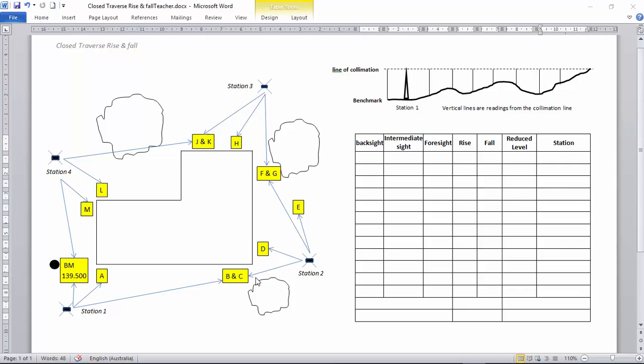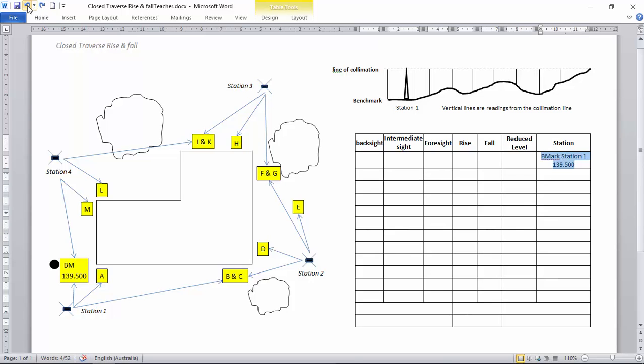Now we just enter the readings. Vertical lines here show we're reading to the line of collimation. A longer line means a fall, a shorter line means it's a rise in this instance. So let's just enter our stations. We've got our benchmark station 1, then we've got station A, and then we'll just complete that column. Then we start to put in our readings.